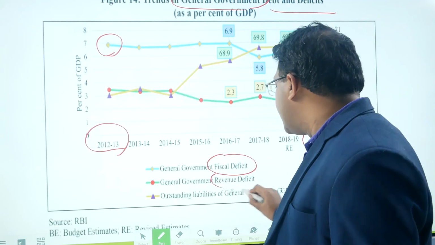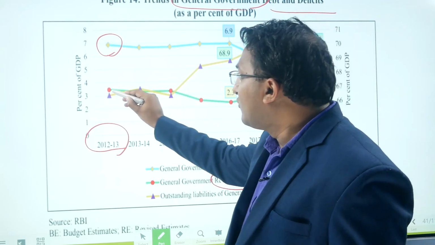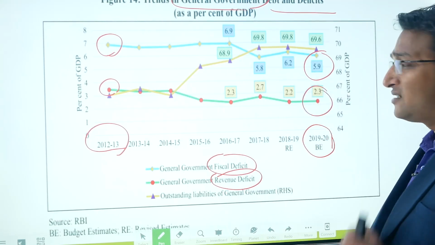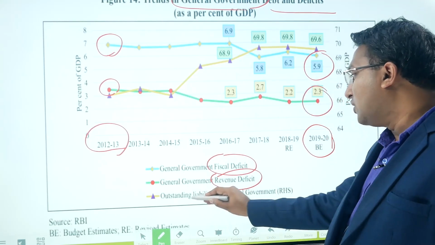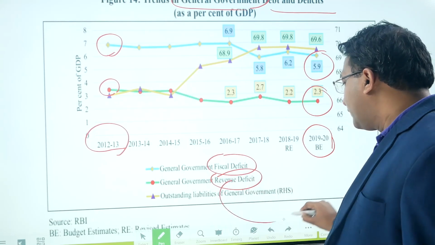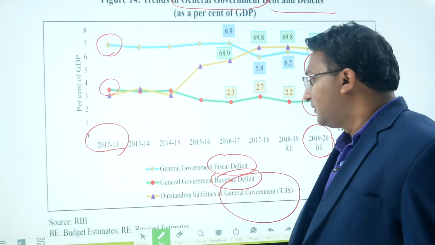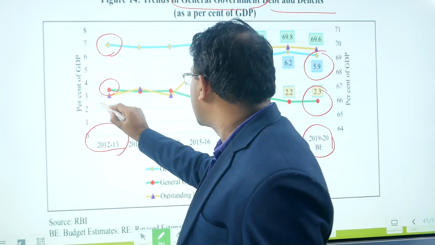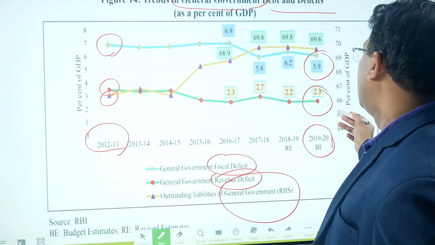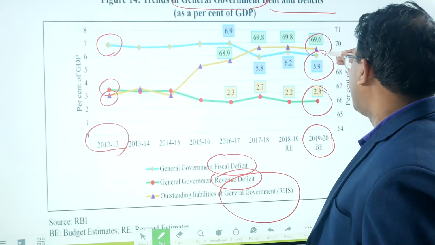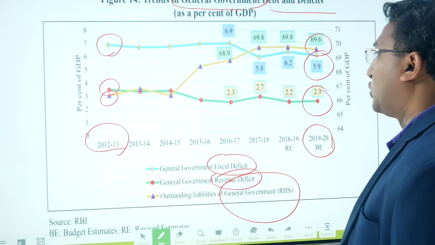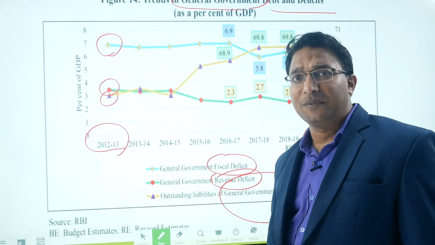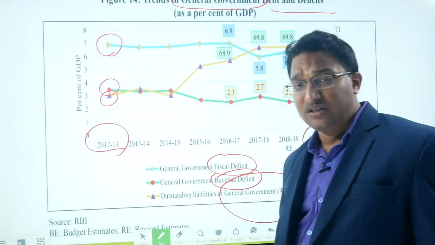General government revenue deficit. Earlier it was a little higher than 3%. Now it is just 2.3%. Again, this is a very good indication. Outstanding liabilities of the general government, that is basically the combined debt. Earlier it was around 66%, and now it has increased to around 70%. This is a very dangerous situation. This should be approximately 60% only. As per the NK Singh committee, this should not exceed 60%.